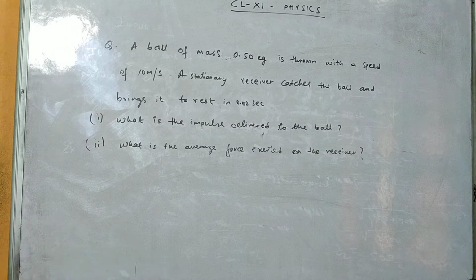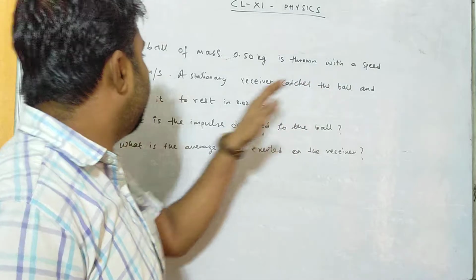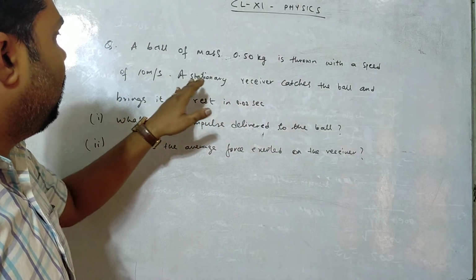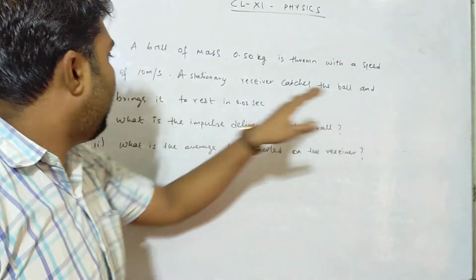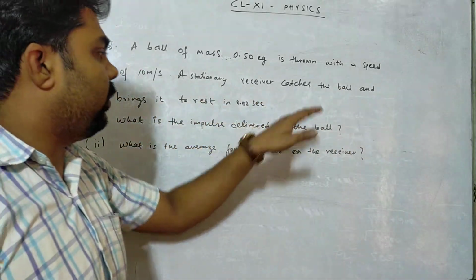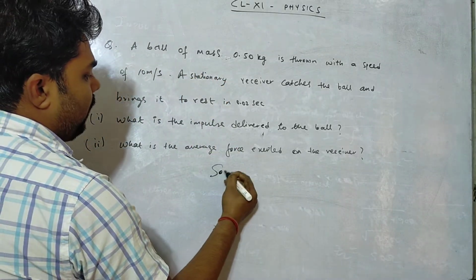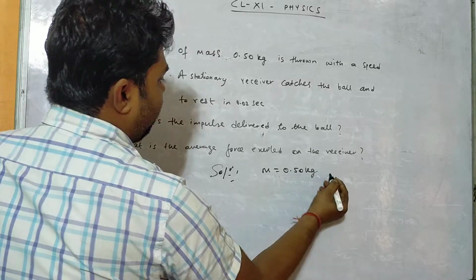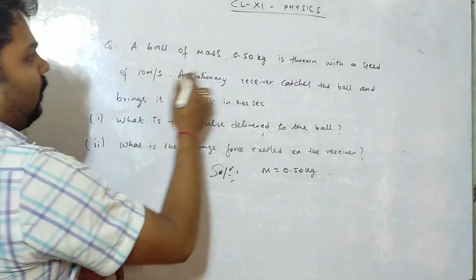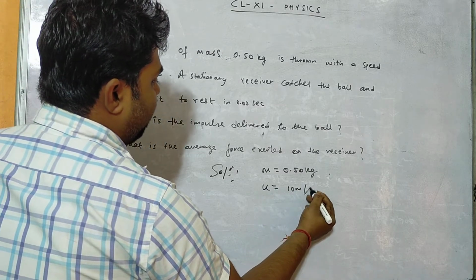So on the board I have noted down one question. A ball of mass 0.50 kg is thrown with a speed of 10 meter per second. A stationary receiver catches the ball and brings it to rest in 0.02 second. First we will note down what is given in the question. Mass is given as 0.50 kg, in SI unit. It is thrown with a speed of 10 meter per second, so the initial velocity is 10 meter per second.